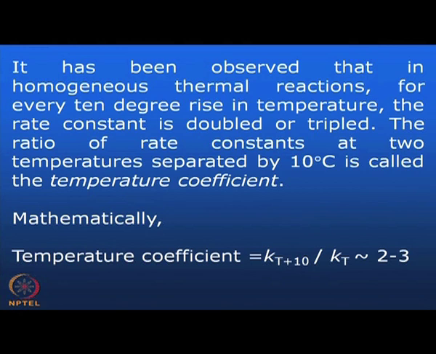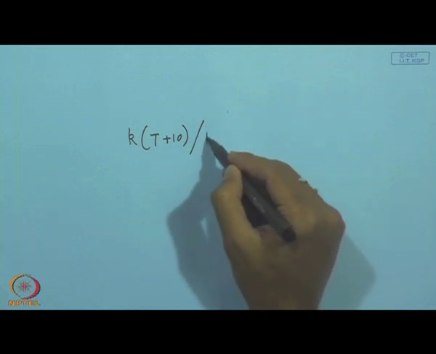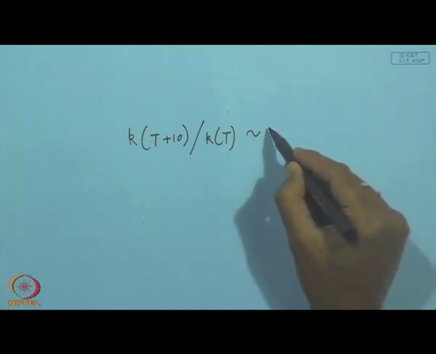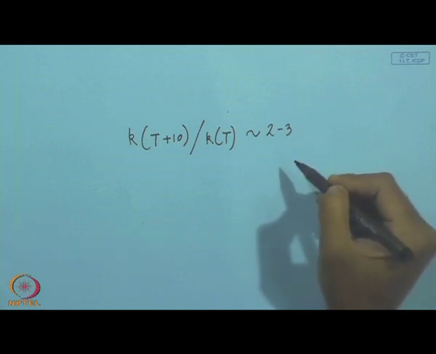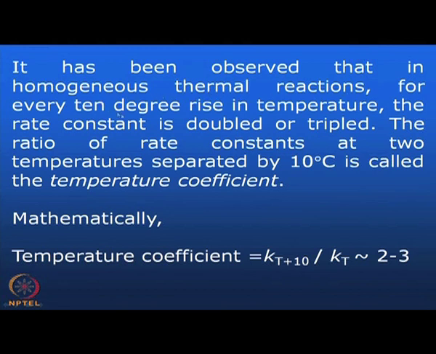The ratio of rate constants at two different temperatures separated by 10° centigrade is called the temperature coefficient of the reaction, and mathematically this temperature coefficient is k at T plus 10 by k at T. This is found to be close to 2 to 3 for homogeneous thermal reactions; in other cases something else may happen with respect to k at T plus 10 by k at T.